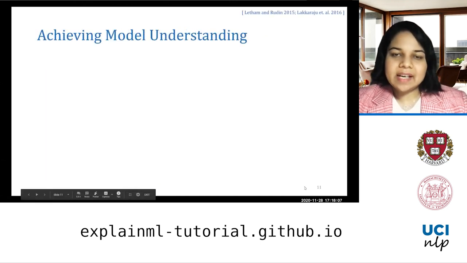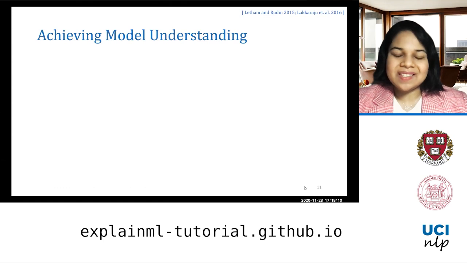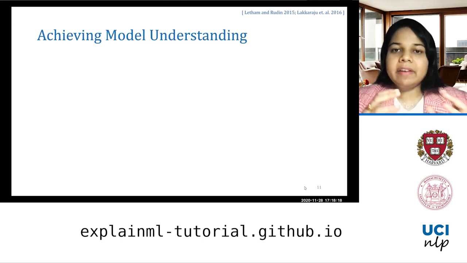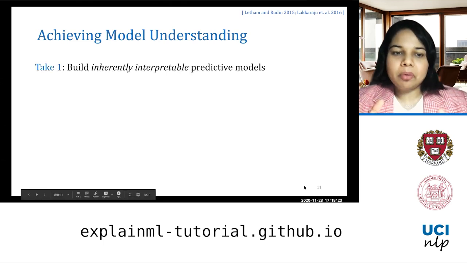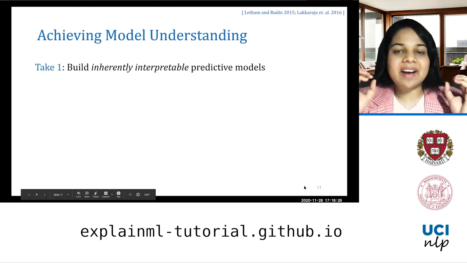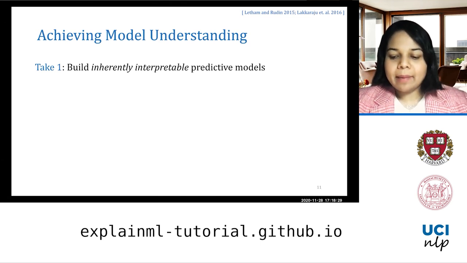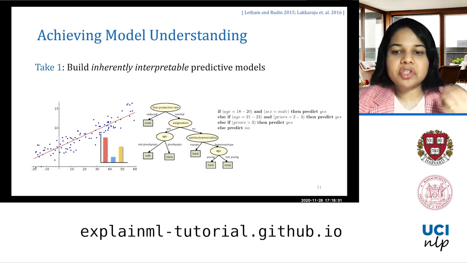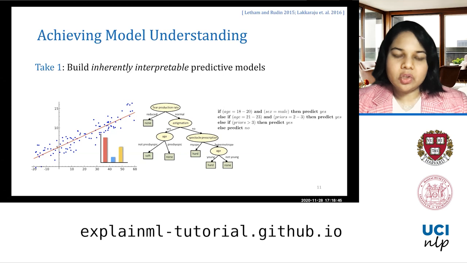Given that model understanding is enabling so many use cases, let's now turn to another question, which is how do we actually achieve model understanding? To this end, previous work has proposed two prominent approaches. The first approach is to build models that are inherently interpretable. For example, linear models, shallow decision trees, or other rule-based models, which are often considered interpretable, as humans can look at these models and make inferences about how the models are making their predictions.